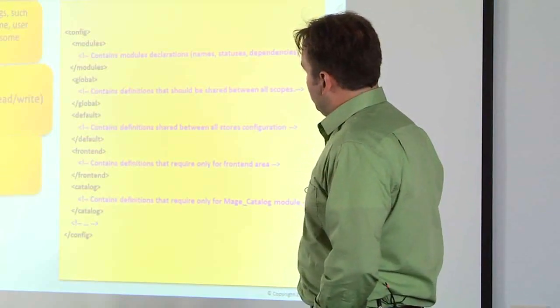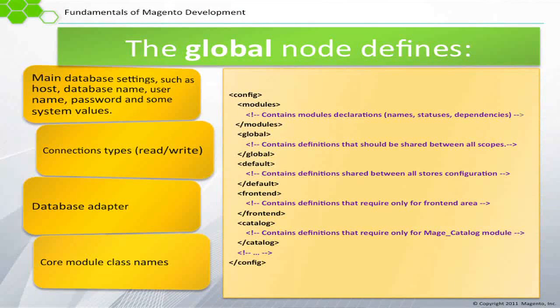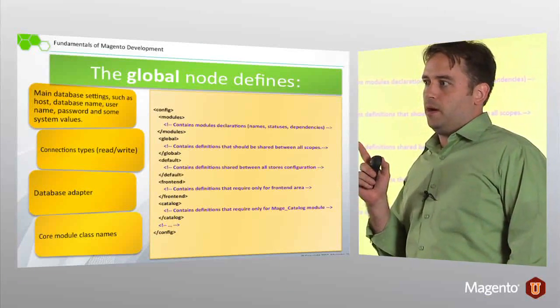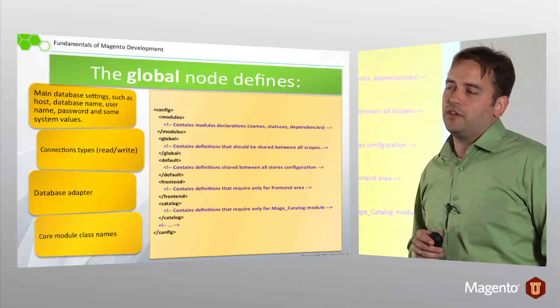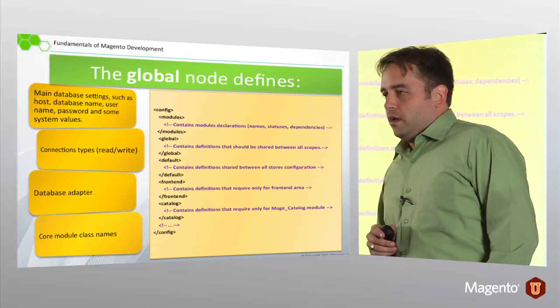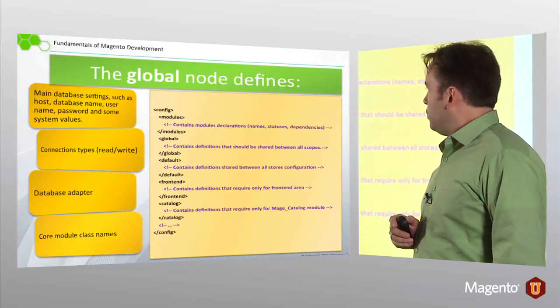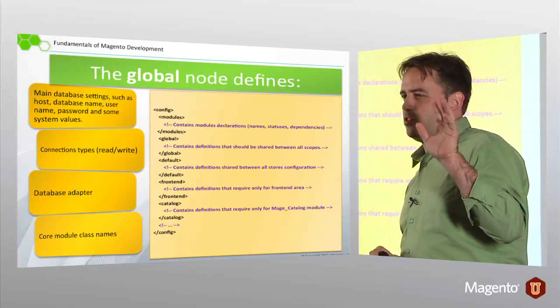So, the global node defines, obviously, really important stuff. And this is why local.xml is read first, and also read last, by the way, app-etc local. That's actually the one time that Magento writes information to a configuration file. Other than that, it will not touch any configuration file. So, when you're running through them, how many people have actually installed Magento using the Magento installer?